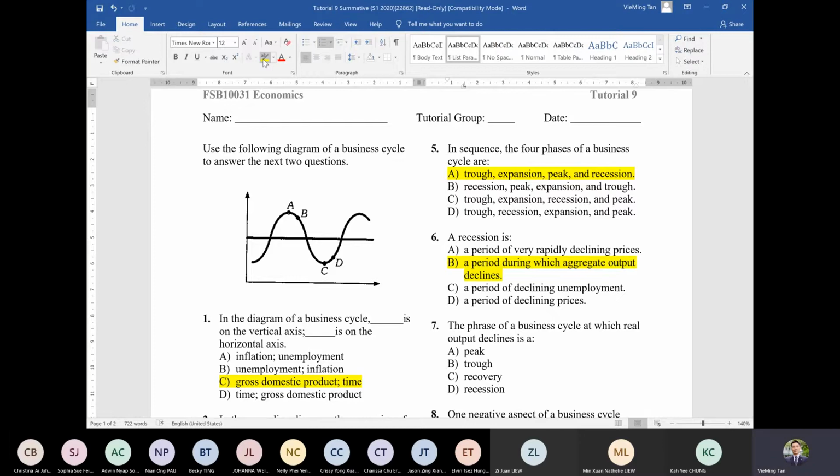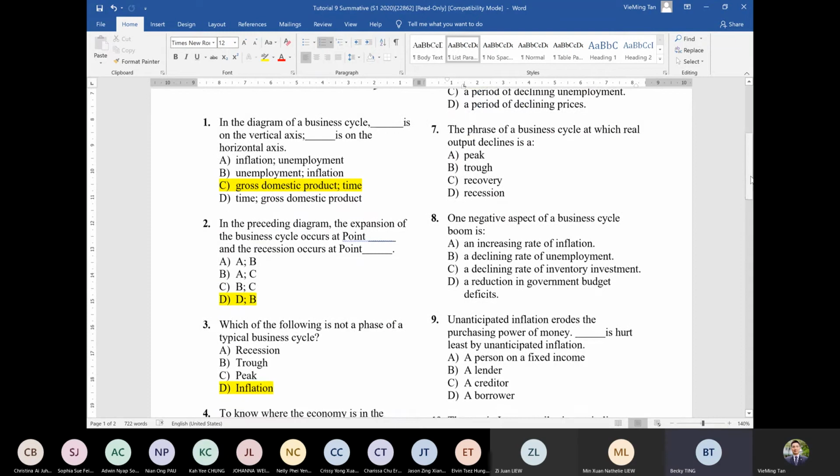Number 7, Zender, are you here? Zender Chiang is not here. Okay, then Becky. Becky, are you here? Yes. The phase of a cycle at which real output declines is a recession. Yep, correct. So it's Denmark.